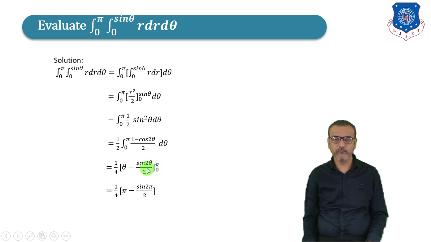Now for upper limit pi, replacing theta by pi, so it is pi minus sine 2 pi by 2, and if you replace theta by 0 for lower limit, this will become 0 and the value of sine 0 is 0, so no need to write down 0. Now we will simplify this result, and as all of you know, the value of sine 2 pi is 0, so this term will be eliminated, and this is equals to pi into 1 by 4. So the result is pi by 4. So this is the answer of this double integration.